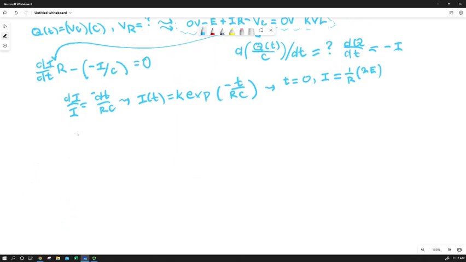So I can say that I at any time is going to equal 2E over R times the exponent of negative t over RC. Okay. So that makes sense from a t equals 0 standpoint. We just used it to derive it. So what's going to happen as t gets really big? Well, this whole term will go to 0 and current will stop flowing.